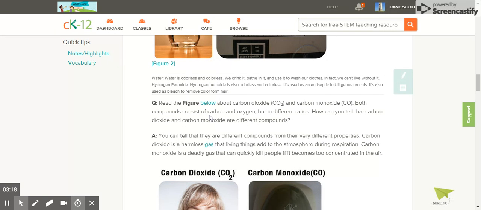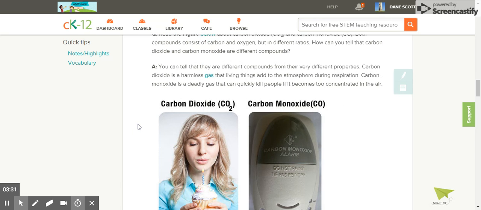Question: read the figure below about carbon dioxide and carbon monoxide. Both compounds consist of carbon and oxygen, but in different ratios. How can you tell that carbon dioxide and carbon monoxide are different compounds? Carbon dioxide, CO2, carbon monoxide, CO. Answer: you can tell that they are different compounds from their very different properties. Carbon dioxide is a harmless gas that living things add to the atmosphere during respiration or breathing. Carbon monoxide is a deadly gas that can quickly kill people if it becomes too concentrated in the air.